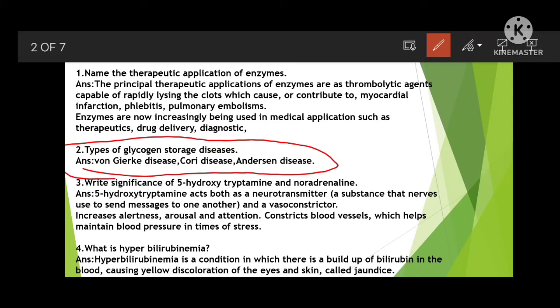Noradrenaline increases alertness, arousal, attention, then constricts blood vessels, then helps to maintain BP in times of stress. Which one? This is noradrenaline. Then, what is hyperbilirubinemia?